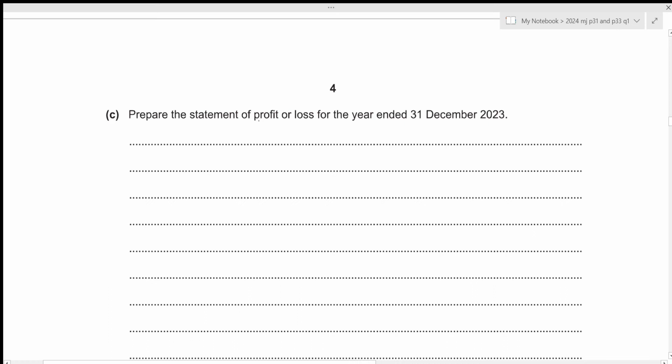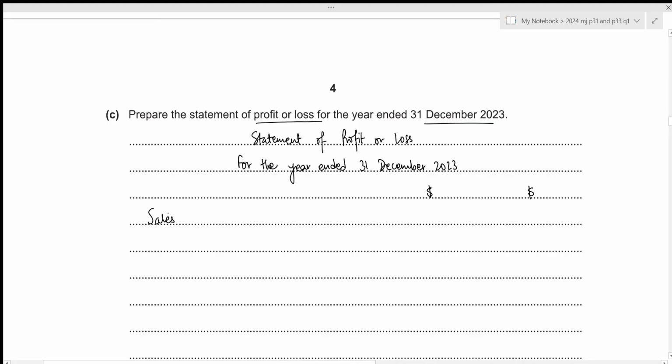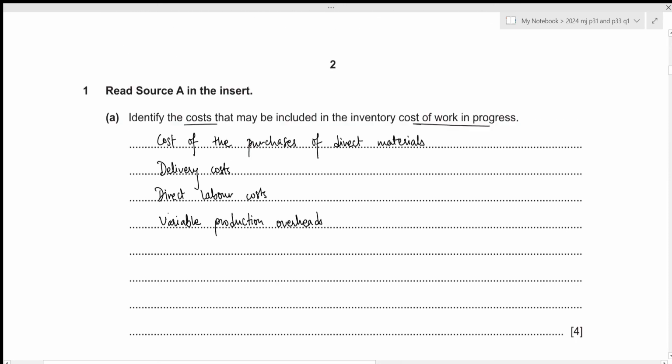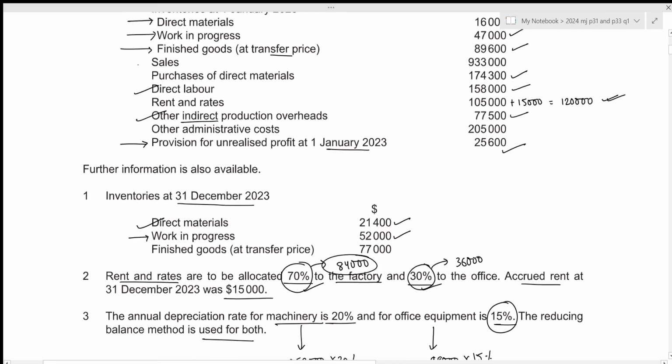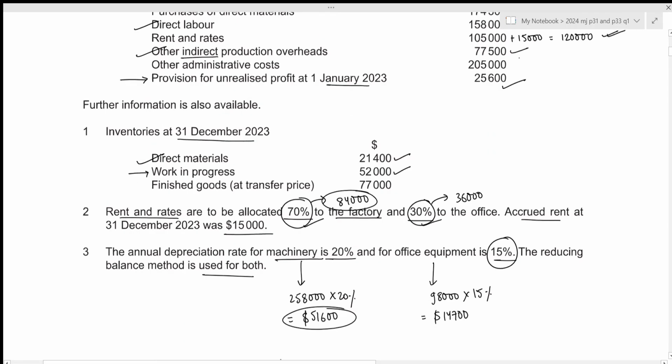Now we need to prepare the statement of profit or loss for the year ended 31st December 2023. Okay, so this is the statement of profit or loss, and this is for the year ended 31st December 2023. We will always start with sales for the statement of profit or loss, and the sales value was given above. Right here, it's 933,000.